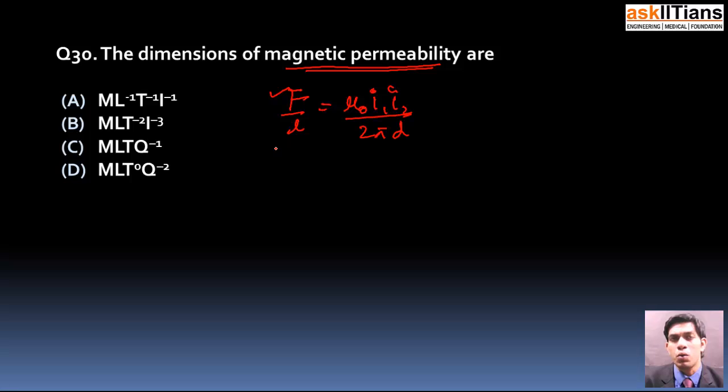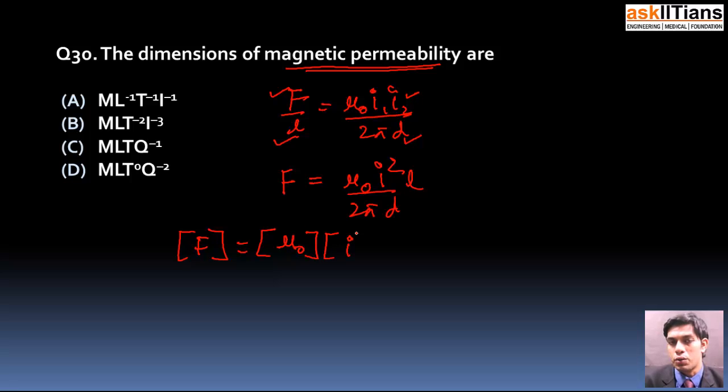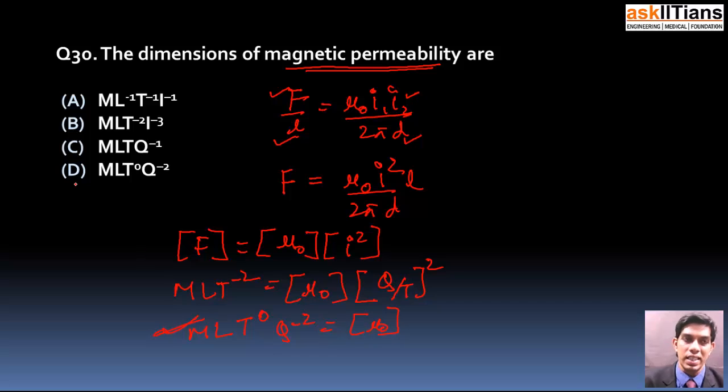We know the dimension of force, the length, the separation, and we also know the dimensions of the current. Hence, force is equal to mu naught I squared over 2 pi d times l, so the dimension of force is equal to the dimension of mu naught times the dimension of I squared. So M L T to the minus 2 is equal to the dimension of mu naught times the dimension of (Q by T) squared. So this comes out to be M L T to the power 0 Q to the minus 2, which is the dimension of permeability. Hence D is the correct answer. That is, M L T^0 Q^-2 is the dimension of magnetic permeability.